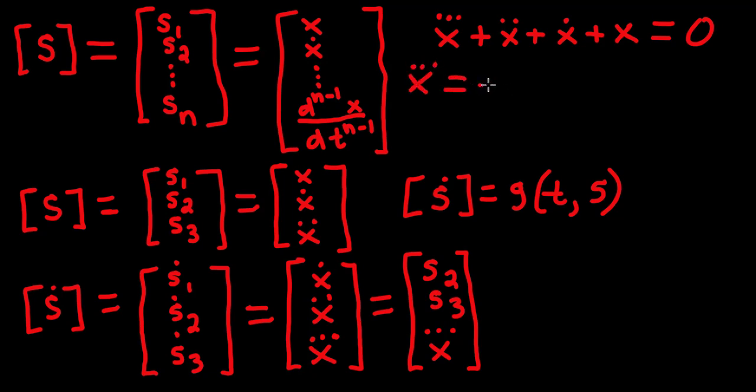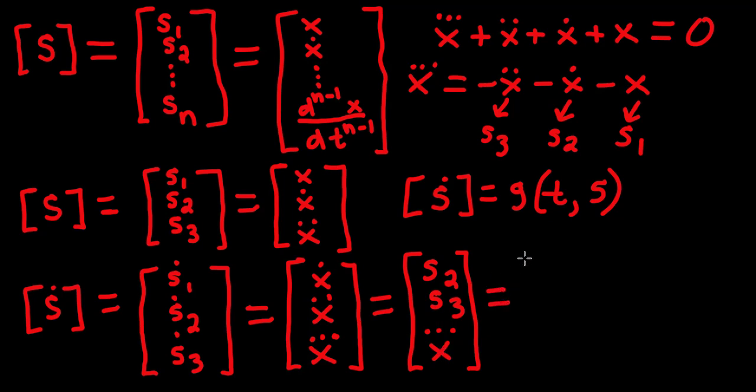So if I move these guys over, I'm going to have negative x double dot minus x dot minus x. And again, recalling from over here, x double dot is just s3, x dot is just s2, and x is just s1. So we can substitute that in now. Let's substitute in that expression. And for x triple dot, we get s3 minus negative s3 minus s2 minus s1.